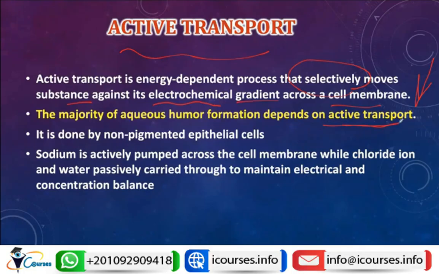So the aqueous humor is mainly formed by active transport. It is done by the non-pigmented ciliary epithelium. In this case, the sodium is pumped across the cell membrane, while the chloride ion and the water are passively carried out to maintain the electrical and concentration balance. So the non-pigmented ciliary epithelium pushes out the sodium, and the water and the chloride follow passively, so this increases the sodium, chloride and water within the aqueous humor, and this is the main mechanism responsible for making the aqueous humor.